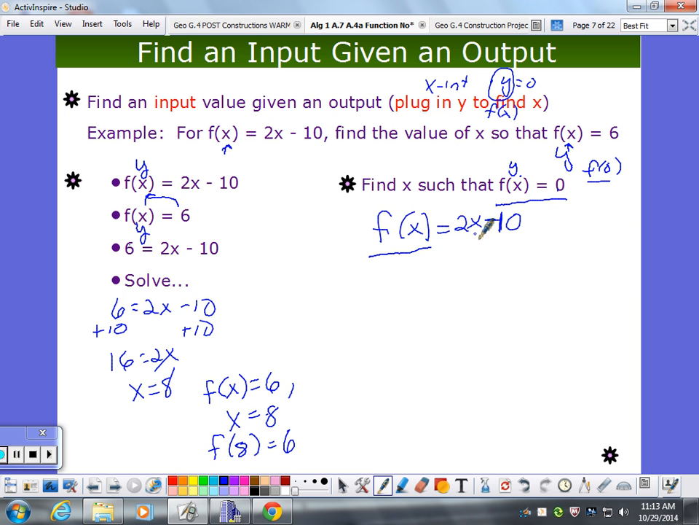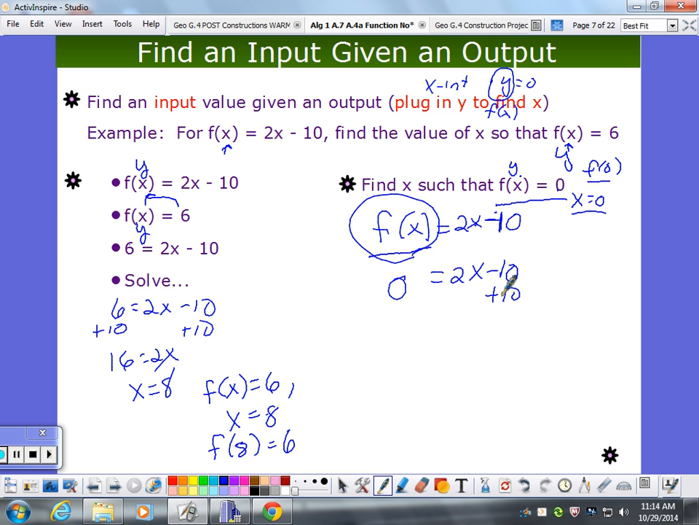Why is it not this x? Why is it not that x, Danny? I didn't say x is 0. Look at the difference between this statement and this statement. X is 0 says put the 0 here. F of x is 0. Where's f of x? Here. This thing is 0, and that's what gets replaced. So if x is 0, it goes here. If f of x is 0, it replaces f of x.